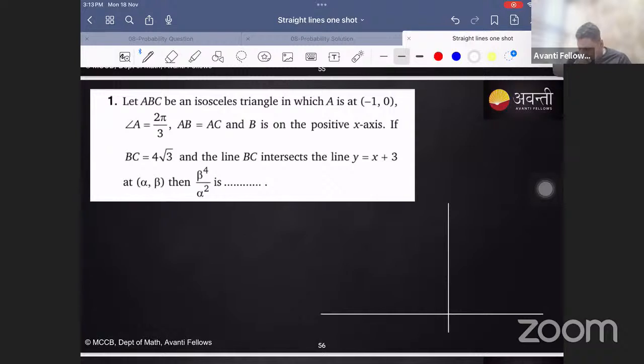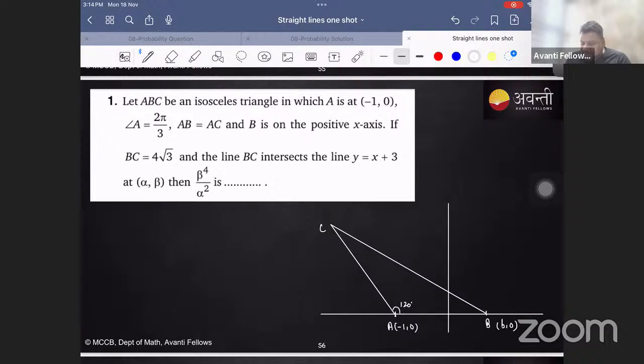see, point A is (-1, 0). Say this is point A (-1, 0). Somewhere B on the positive x-axis. Let it be (B, 0). Now this angle A is 120 degree. 120 degree means this should be your C point, so that this angle goes 120 degree. And BC comes 4 root 3. So this line BC is 4 root 3.